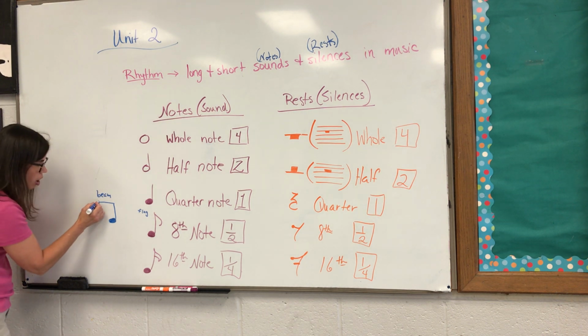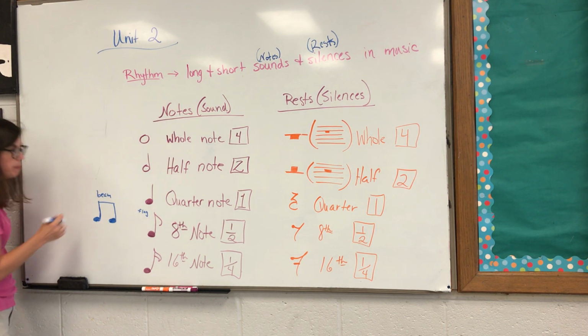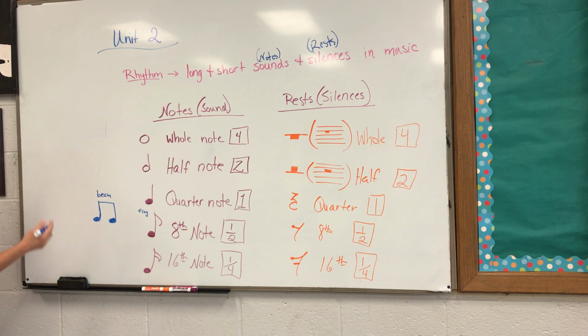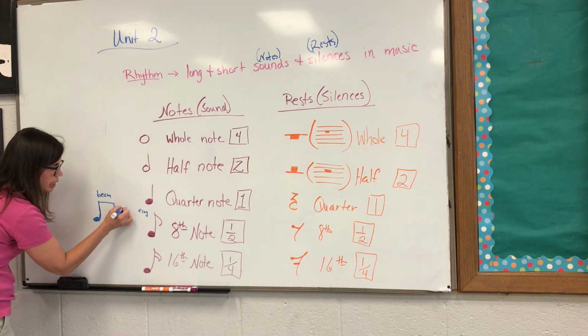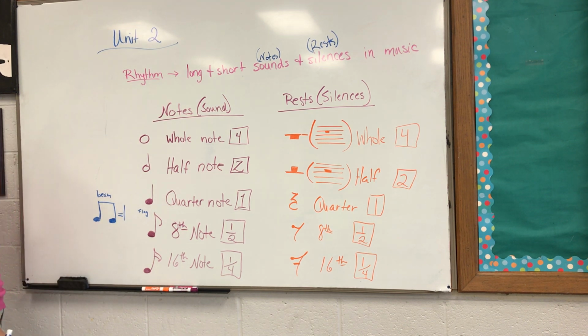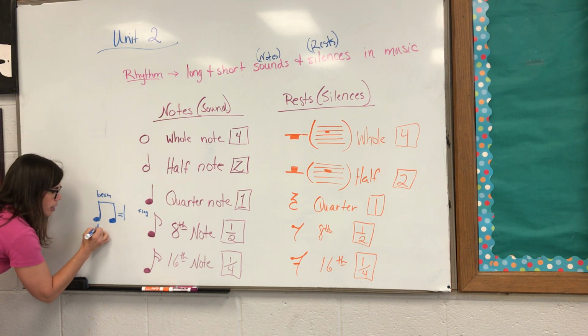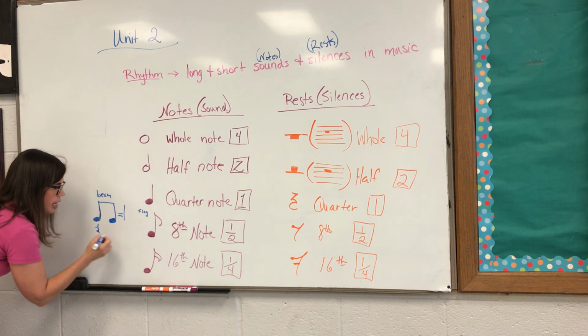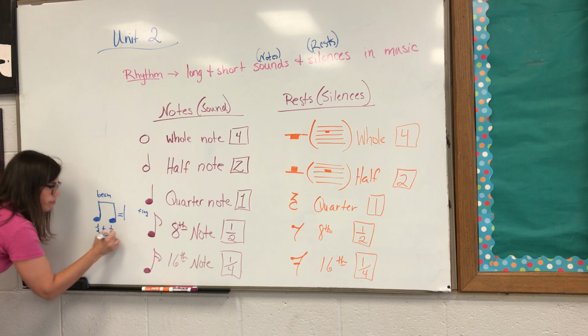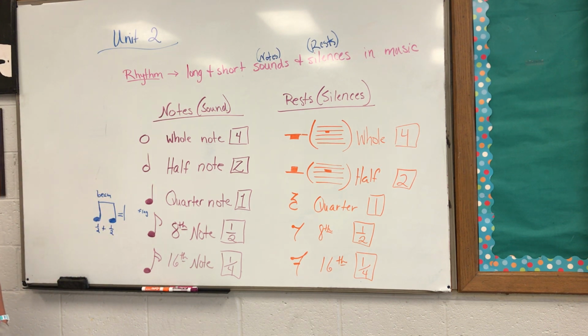Now the reason why often you'll see two of them beamed together, joined together, is because that's how many it takes to get one beat, okay? So let's do a little math. A half, because remember an eighth note gets a half, plus another half is 1, okay?